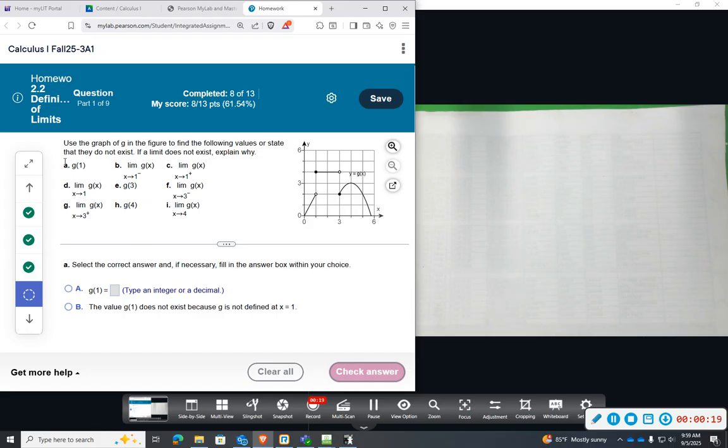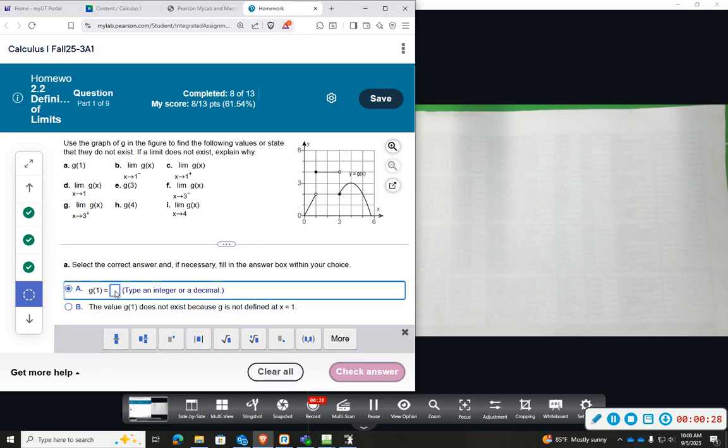So first we want to find G of 1, and so we go to the x-axis, find 1, and we trace up. The first solid point we hit is at the value of 4. So G of 1 is equal to 4.